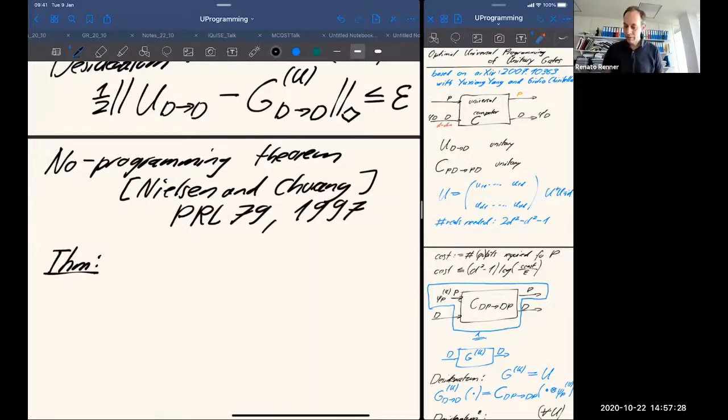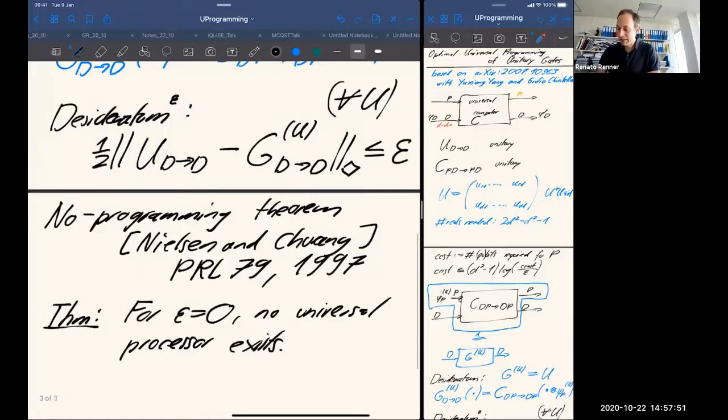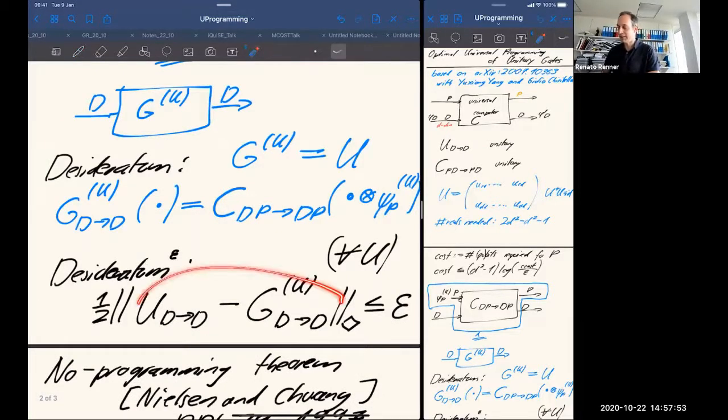It says for epsilon equal to 0, no universal processor exists. So it's even independently of the cost. So in other words, what they say is you can never make this distance equal to 0 for all unitaries.